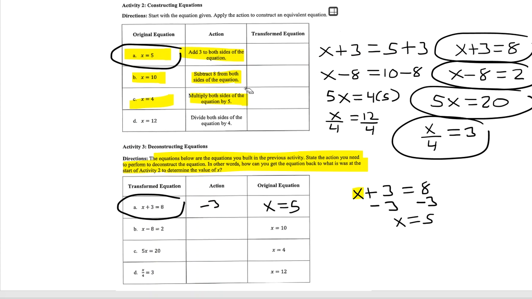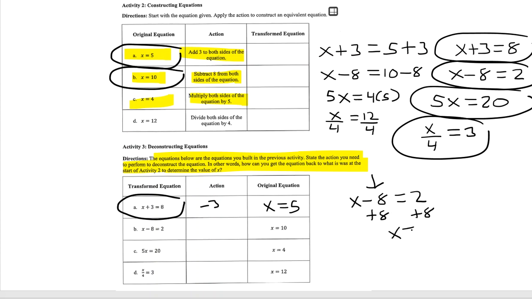Okay, let's look at the next one. I'm going to clear off some space here a little bit. Okay, so x minus 8 equals 2. If we want to get back to where it was just an x on the left side, we're going to have to do the opposite of subtracting 8, which is to add 8. Okay, so x equals 10. And we got to that by adding 8 to both sides.